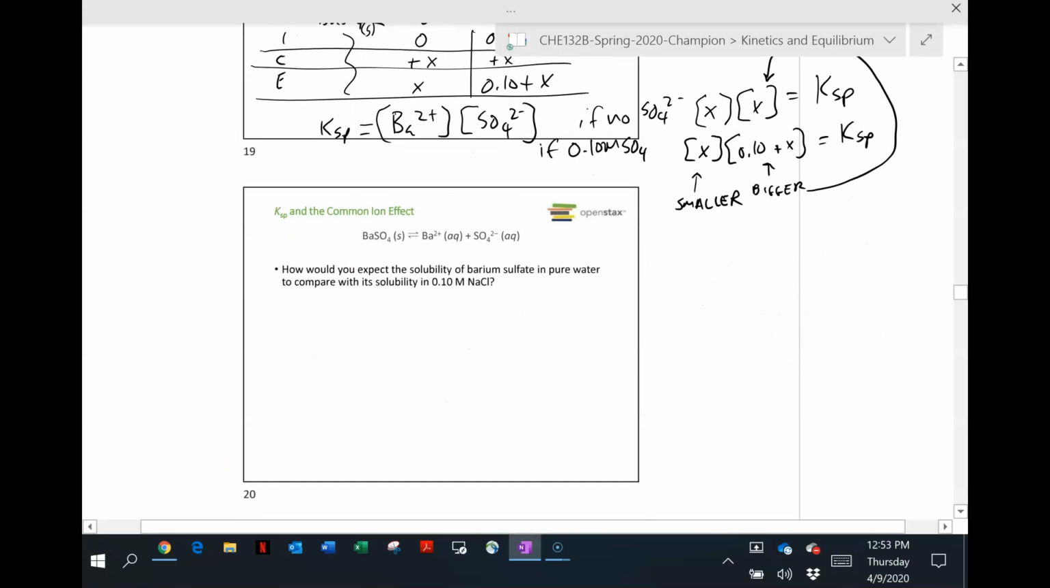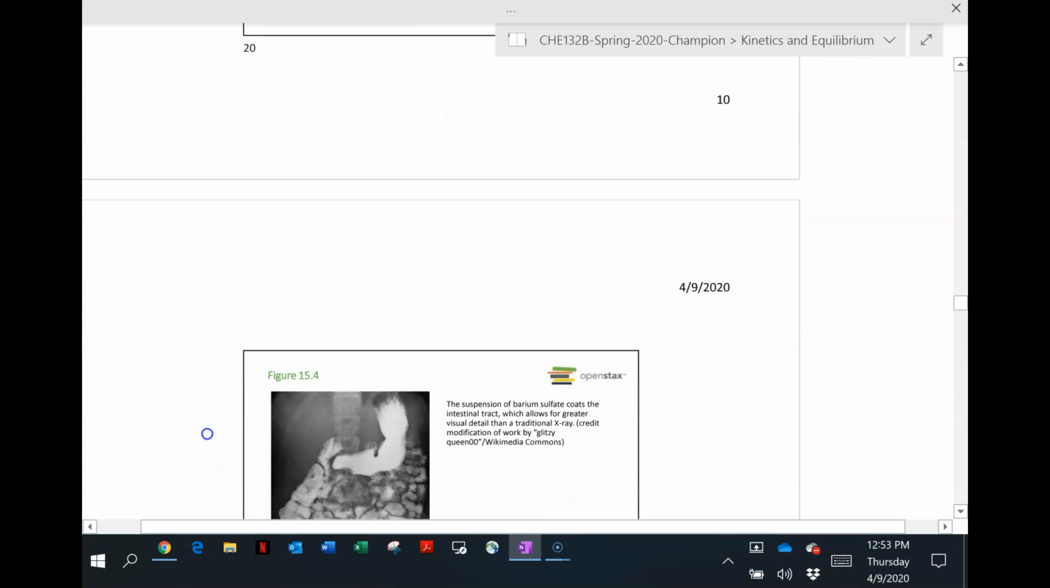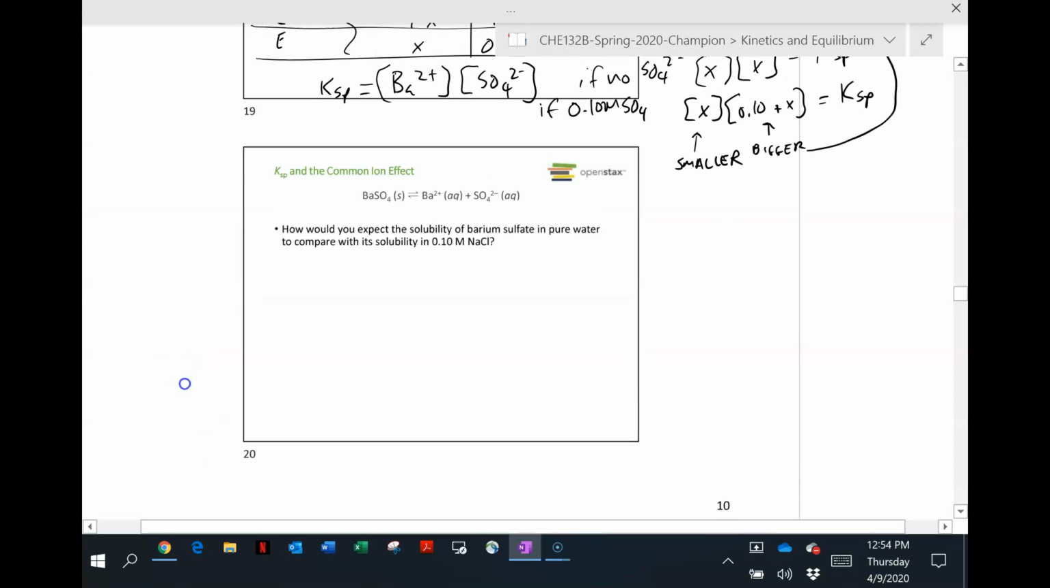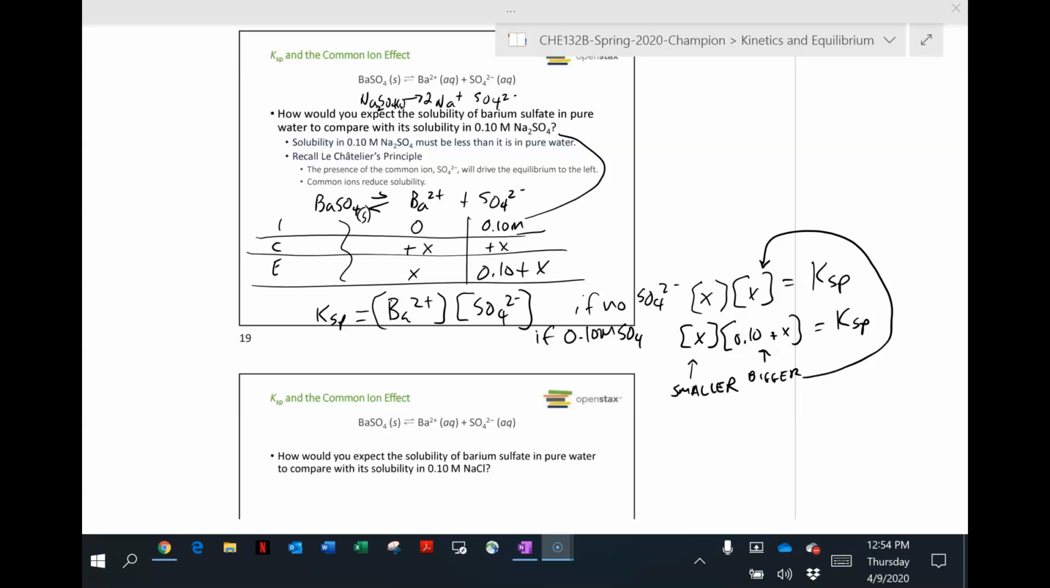So we're going to have less of the barium sulfate dissolve in the case where the common ion is present. And this repeats the question there. And we could go calculate that. It'd be a bit of a problem. Let me pause here for a second and make sure I got the barium sulfate value. All right, so I looked up on slide 6. The KSP for barium sulfate is 1.1 times 10 to the negative 10.